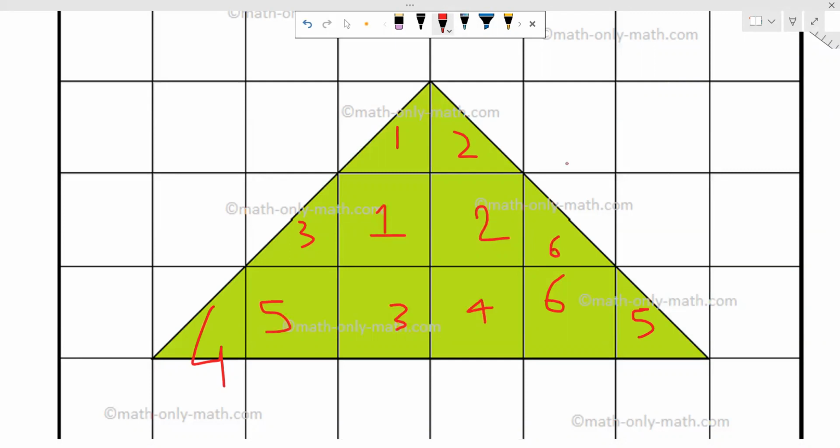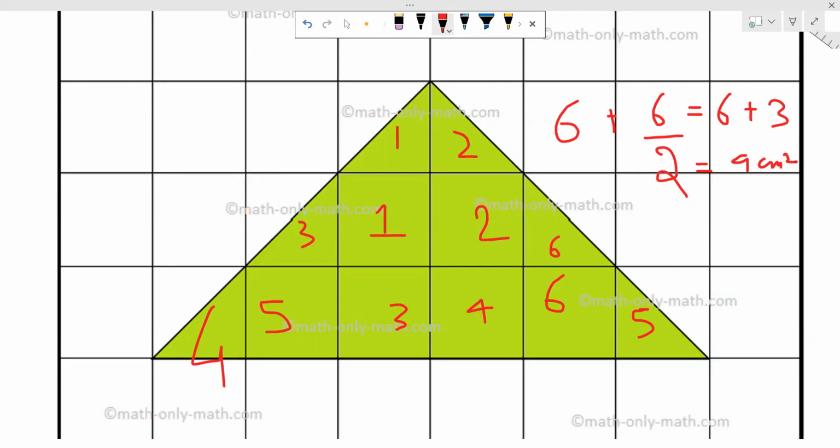So there are 6 complete squares, plus 6 half squares. 6 half squares means 6 by 2, which is 3. So 6 plus 3, the answer is 9. So the area of this shape is 9 centimeter square. Very, very easy. This kind of shape will come.